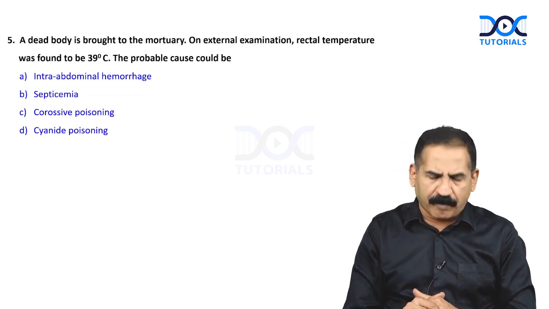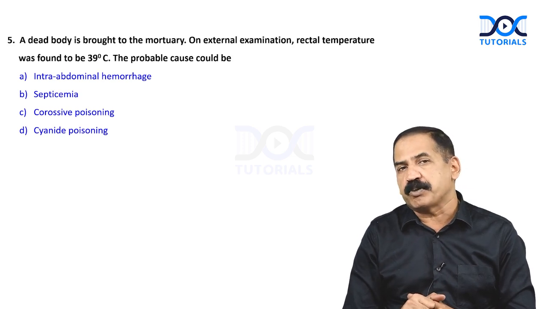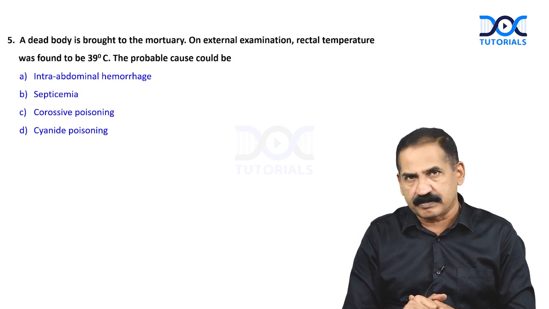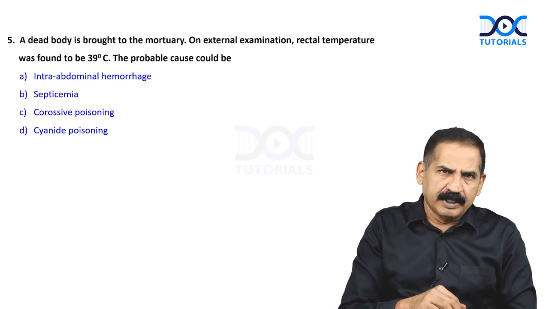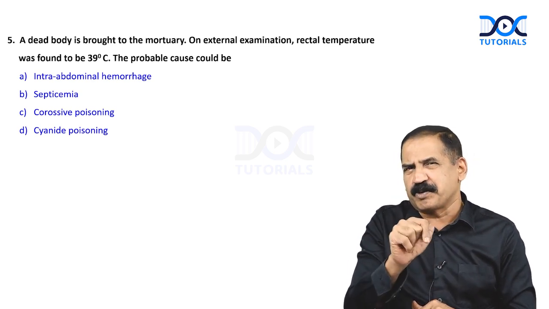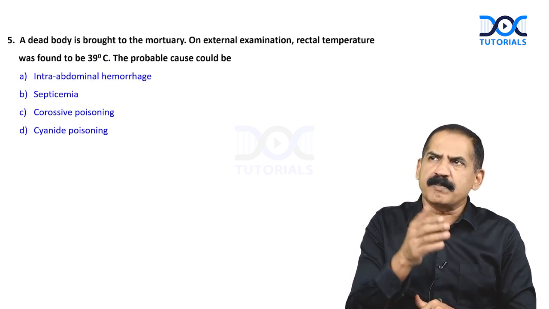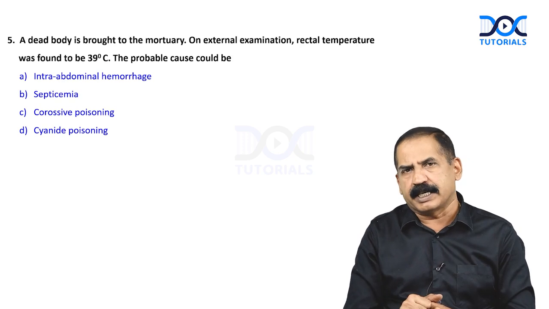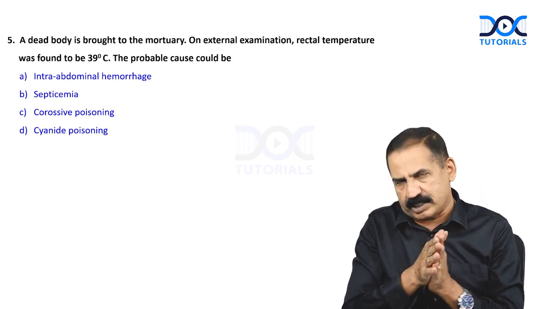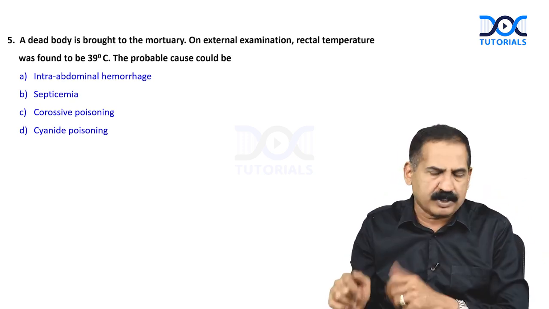Okay. Number 5. A dead body is brought to the mortuary. On external examination, rectal temperature was found to be 39 degrees centigrade. What is the probable cause? You know very well. When the person dies, normal body temperature is about 37.2 degrees centigrade, or roughly you can say 37 degrees centigrade. If the environment temperature is less than 37 degrees centigrade, once the person dies, body starts cooling. That is known as algor mortis. On an average 0.5 to 0.6 degrees centigrade it cools per hour.